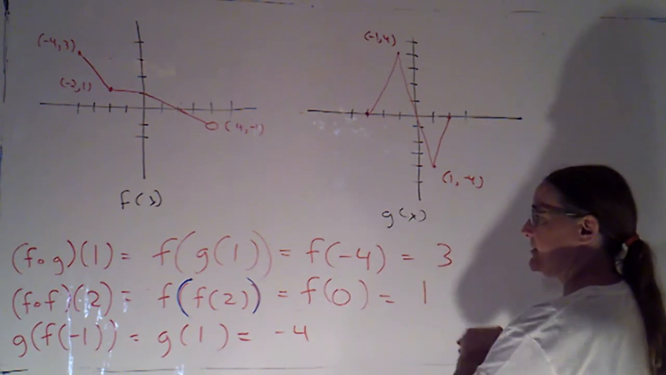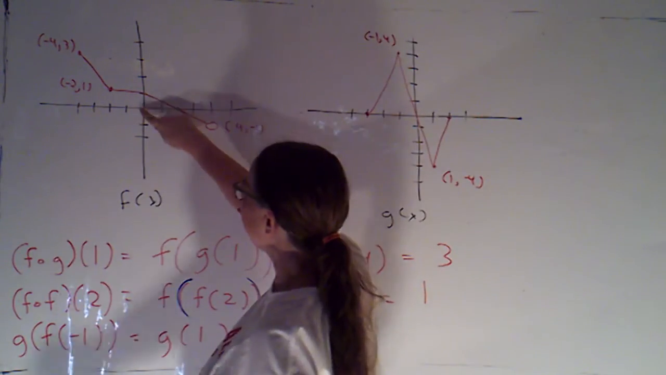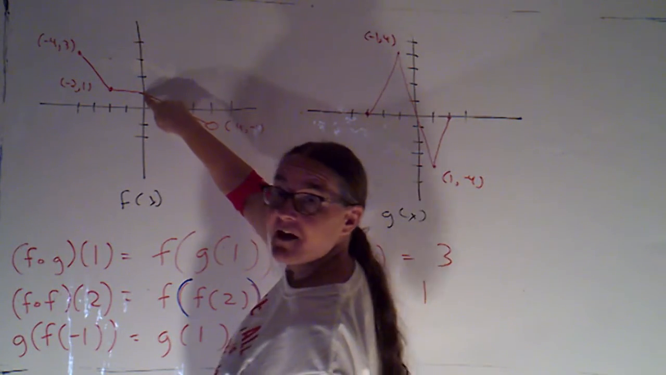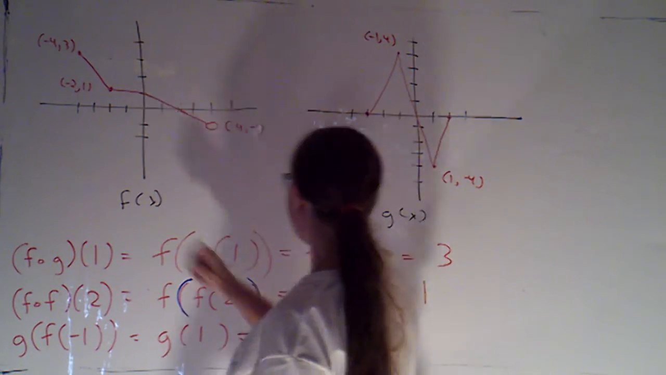So we're looking at f of 0. So I'm still looking at the graph of f. When x is 0, the point on the graph above 0 is at a height of 1.